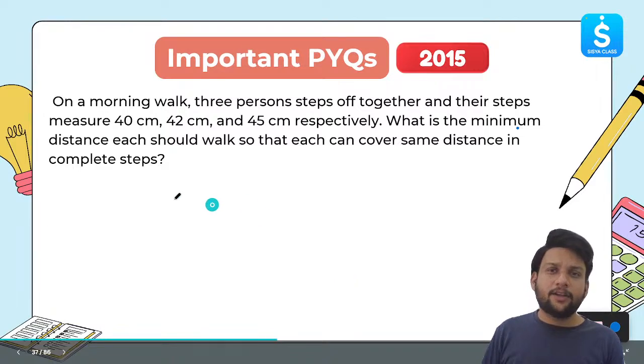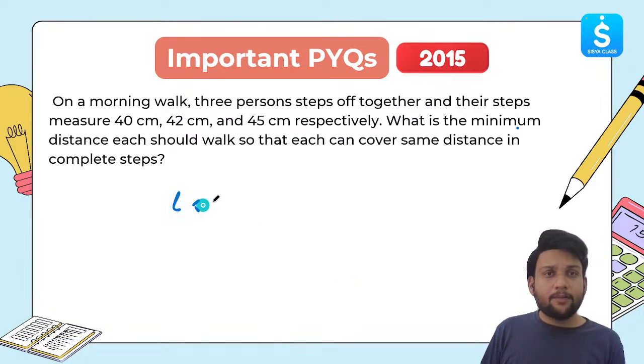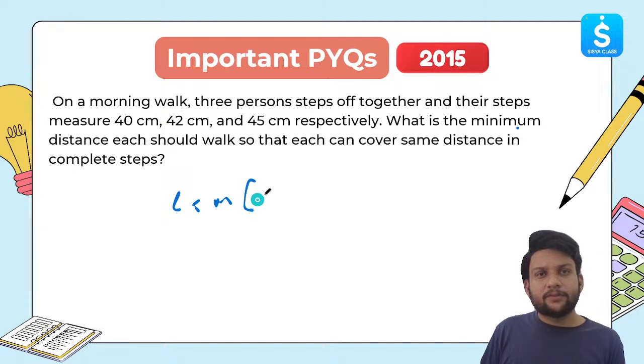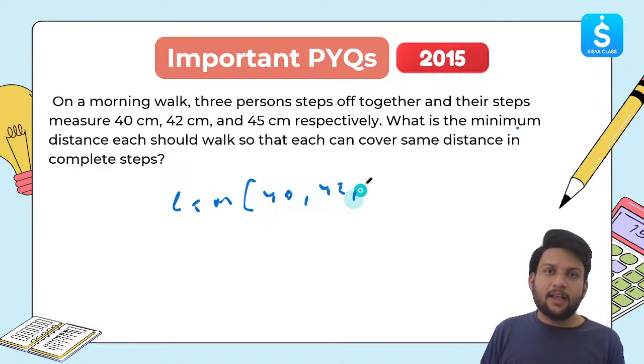Just you have to hear it. So I have to find LCM of 40, 42, and 45. Okay, I will do this one for you. Otherwise, you will say all the questions you're giving us are homework.